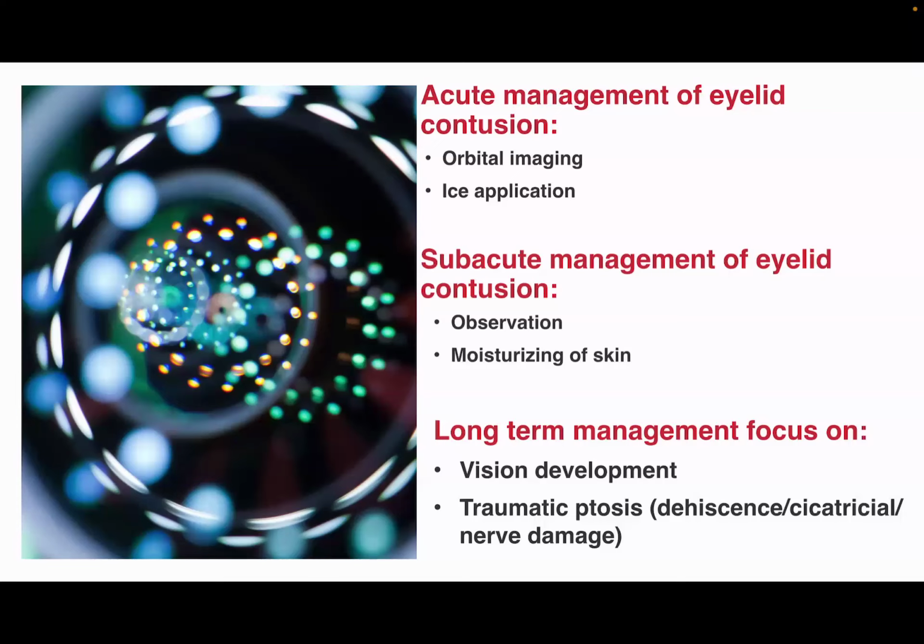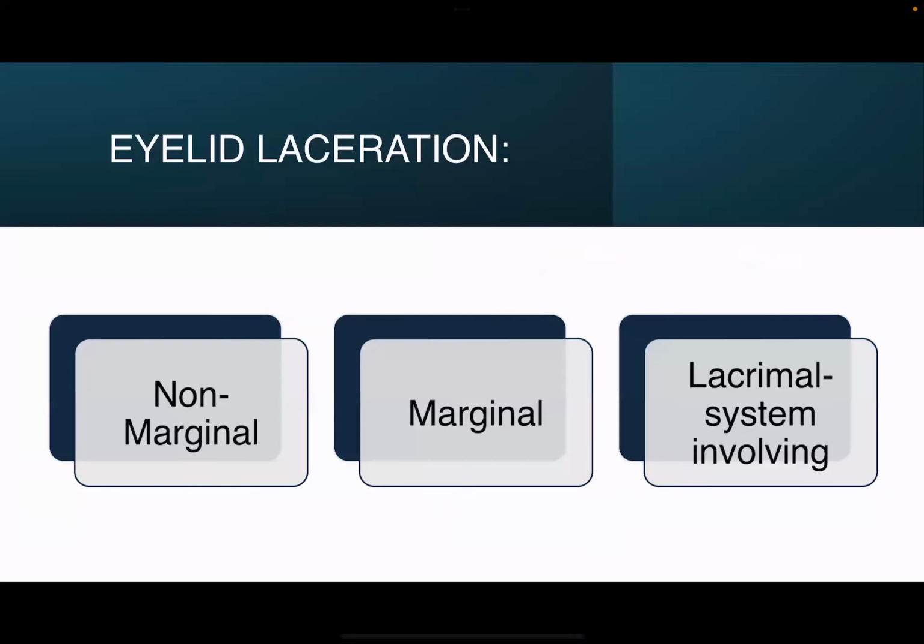Traumatic ptosis might develop later due to dehiscence of the levator, or be cicatricial due to injury-related or suture-related complication, or nerve damage like infraorbital nerve damage that causes paresthesia. These points should be first identified and then addressed well.